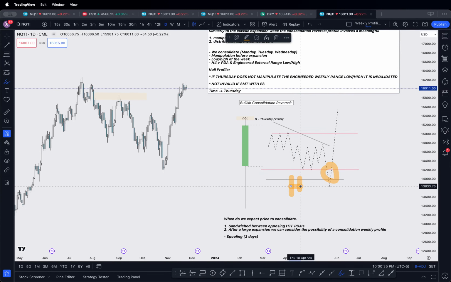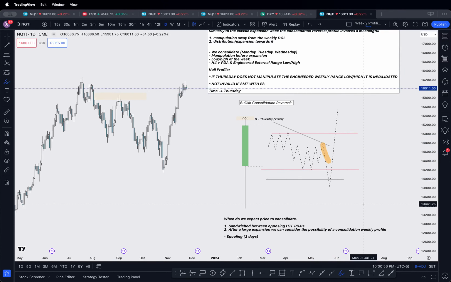This is going to be our H4 PD array. And this is going to be the weekly external range low that's been engineered. That is the profile, nothing else. If it comes like this and comes back up, you don't trade it. Unless what happens at this low? SMT. Unless SMT happens with the other index. Boom. There you go. From now on, you're not going to trade consolidations because your profile is invalidated.